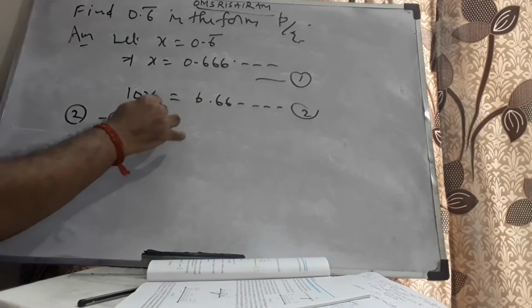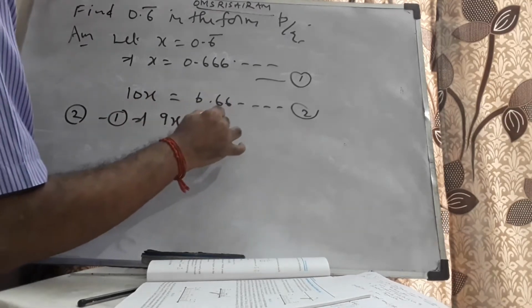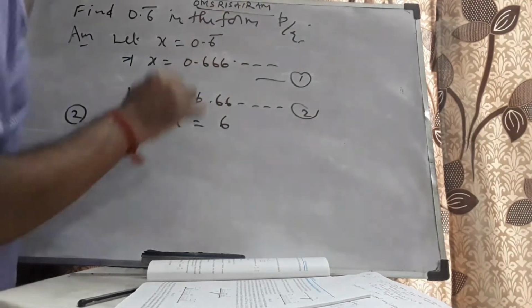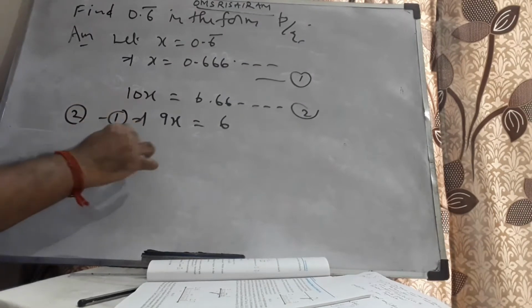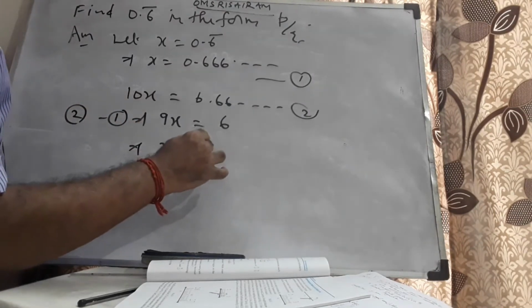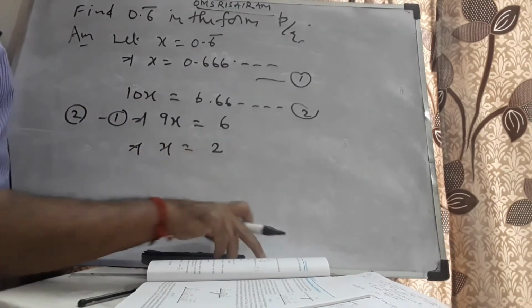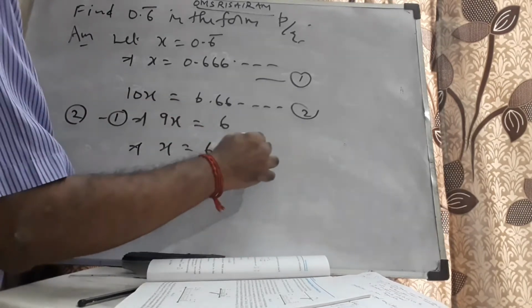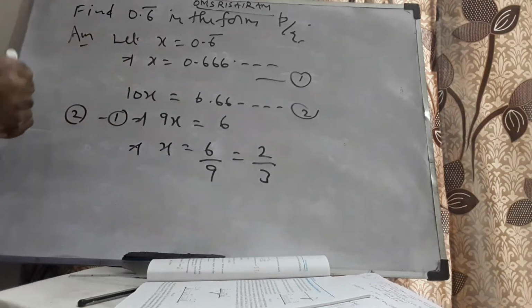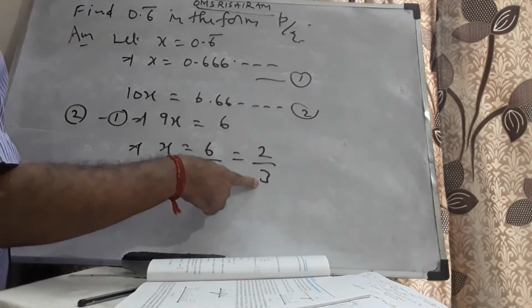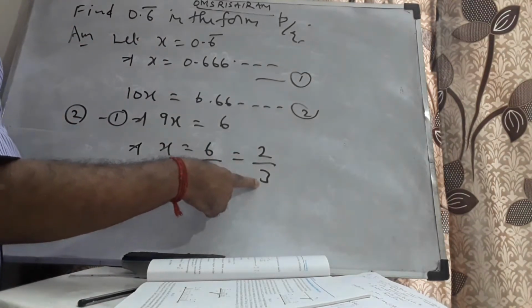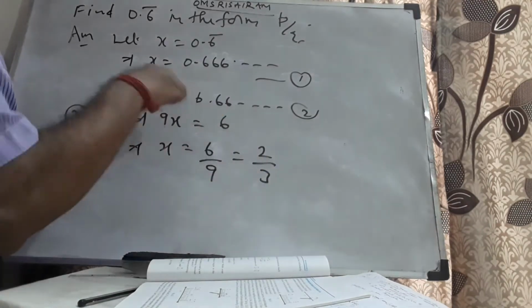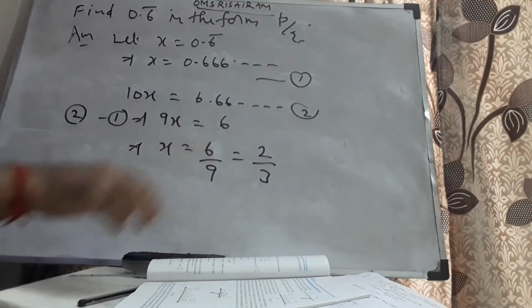Subtract 1 from 2: 9x is 6, since the decimal part will get cancelled. Therefore, x will be 6 by 9, which is equal to 2 by 3. You can just divide and then verify. 6 3s are 18, 20 again, 0.6, 3s are 18, again 6 3s are 18, and so on.